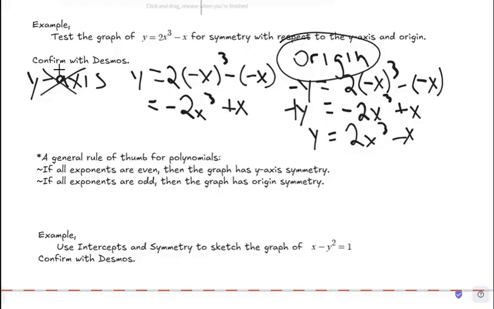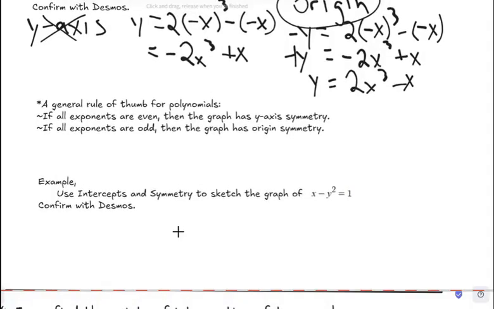Another example is a situation where you may not have y as a function of x. If we want to use intercepts and symmetry to sketch the graph of x minus y squared equals 1, this is how we would go about that. The first thing we would do is replace y with negative y, because we might think that this graph is symmetric with respect to the x-axis. So x minus negative y squared equals 1.